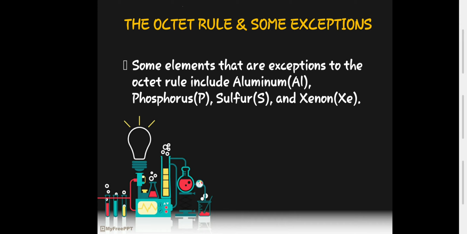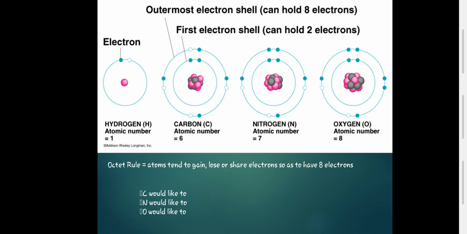Aside from that, some elements that are exceptions to the octet rule include aluminum, phosphorus, sulfur, and xenon. Always remember that in the octet rule there is also an exemption, and those exemptions are these elements: aluminum, phosphorus, sulfur, and xenon. These elements are actually exempted in the octet rule. Okay, next slide. So this is actually the representation of a valence electron in an octet rule.